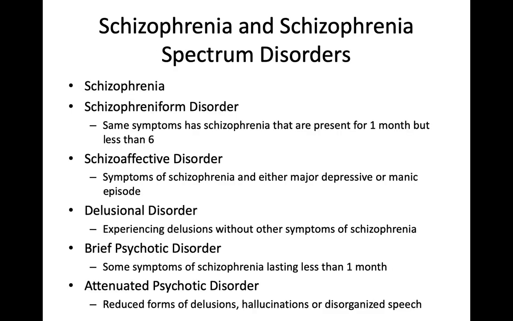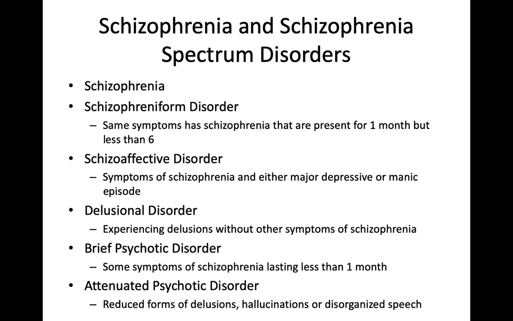Earlier I referred to schizophrenia as well as schizophrenia spectrum disorders. I've been describing schizophrenia for the most part, but here are the other types of disorders, which are described in more detail in the reading. Please refer to your reading for a more detailed description of each of these disorders, but I'll go over them at a high level. Schizophreniform disorder would have the same symptoms as schizophrenia that are present for 1 month, but less than 6. So it's a shorter lasting disorder.